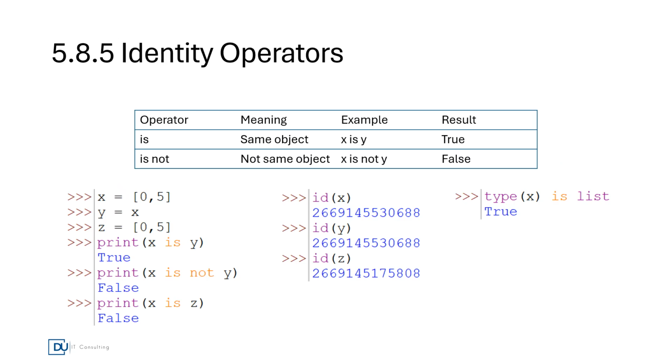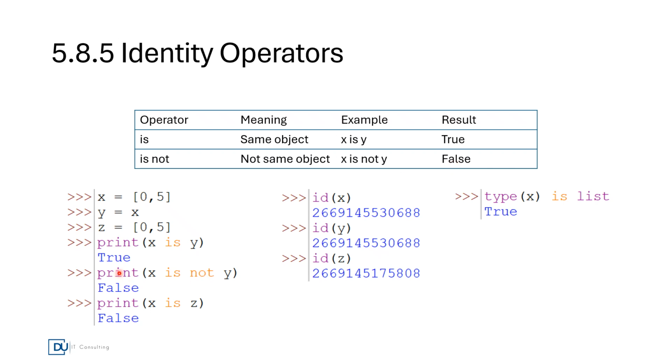Identity operators. The operators are very simple: is and is not. When we compare two objects, x and y, we write the expression x is y, and the result could be true or false. In this case, it's true. And when we write x is not y, we get false.